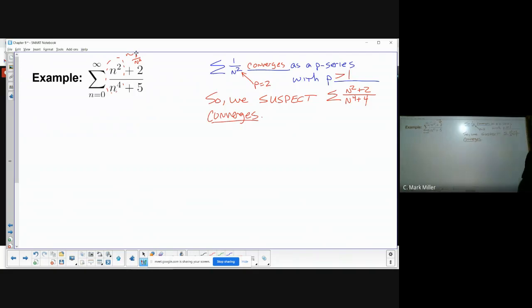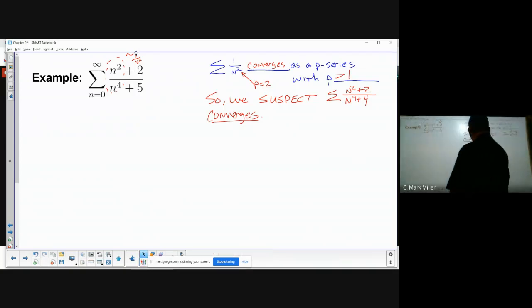Okay. Now, we only have a couple of convergence tools available to us. One is the integral test, and we could integrate that. We know how to integrate that. It's ugly. Too much work. We're lazy. So we're going to use the direct comparison test.